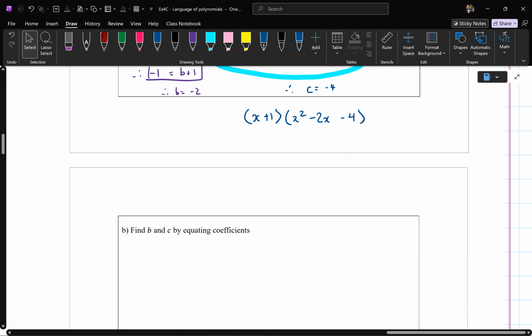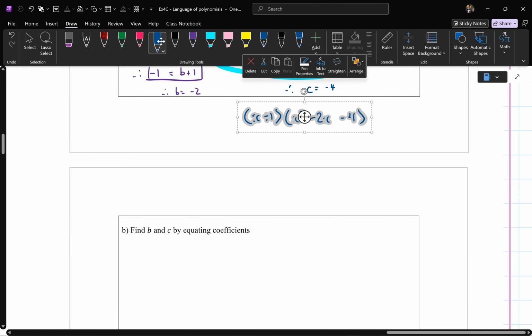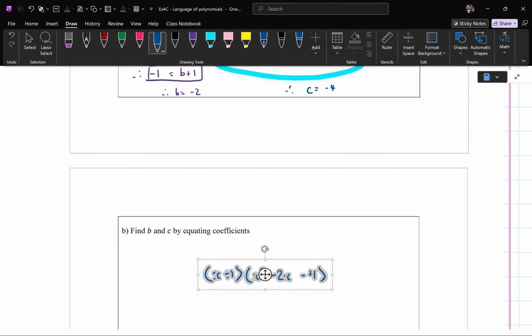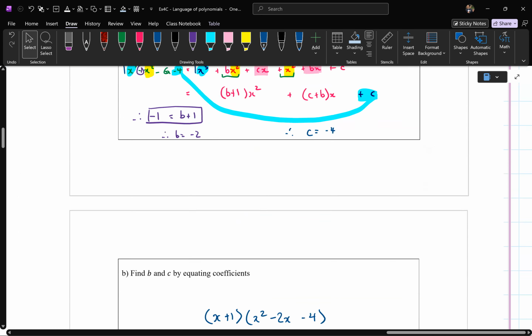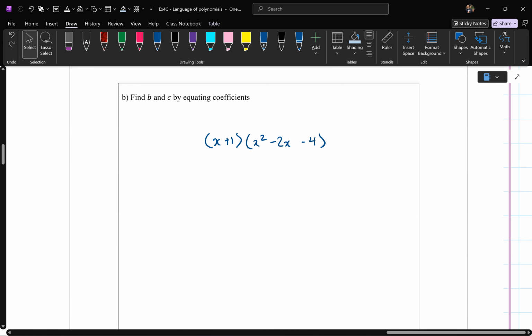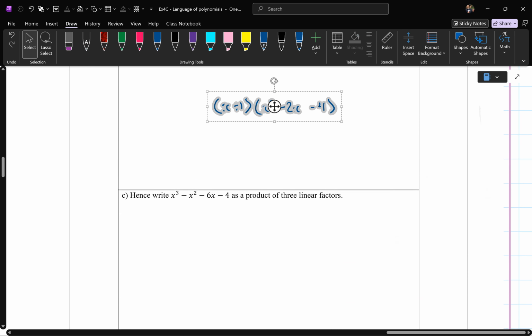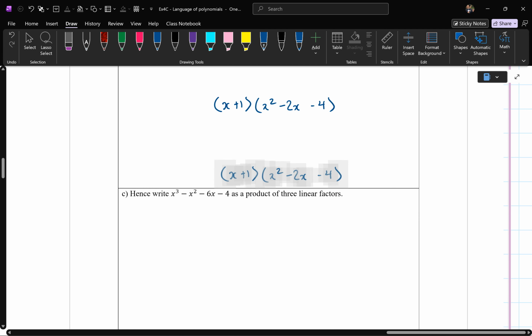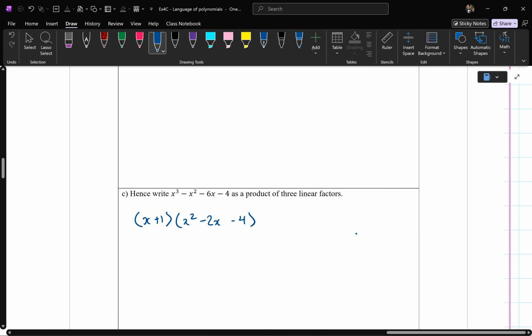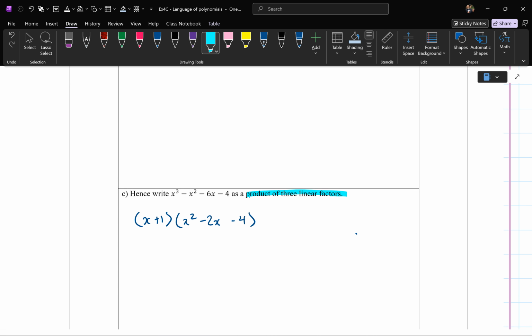Let's move that over here. I already solved it for you. All right, so finding equation B and C, we've found equating coefficients, we've done that. So then we've factorized it to, all right, this last bit. What do they mean when they say products of three linear factors? What are they asking you to do here?